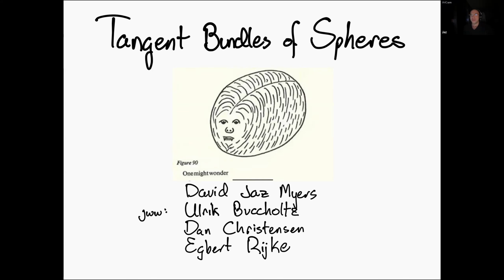Thank you, Emily, and thanks to you and Dan and Chris, all the organizers. Carlo, I guess is. So I'm going to talk about a project that I've been working on with Ulrik Buchholtz, whose name is misspelled on the slide. I'm very sorry. Dan Christensen and Egbert Rijke on constructing the tangent bundles of spheres in homotopy type theory.